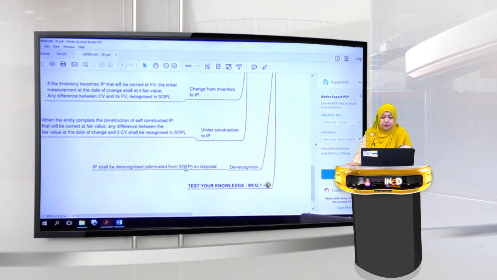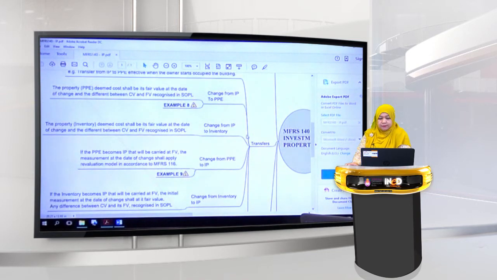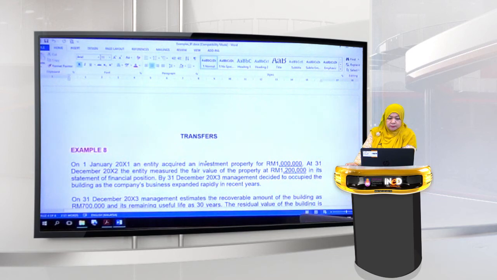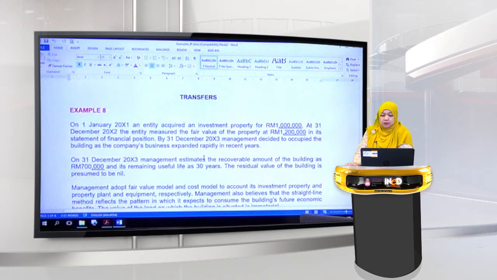So let's go back to the change of status from transfer. When it relates to transfer, let's look at example number 8. On 1st January 200X1, an entity acquired an investment property for 1 million, and then at 31st December 200X2, the entity measured the fair value of the property at 1.2 million in its statement of financial position. By 31st December 200X3, management decided to occupy the building as the company's business expanded rapidly in recent years.